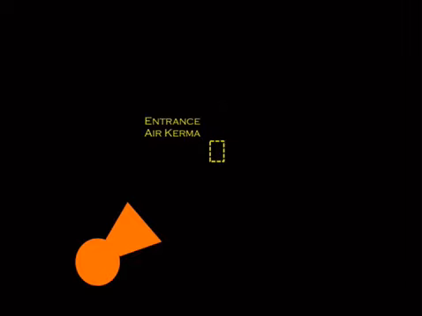Now, another vocabulary word that you hear sometimes is the entrance air KERMA, which is the air where the X-ray beam would enter the patient, measured without the patient. So it's measured without the patient. You're not measuring the Compton scatter and all that kind of stuff that goes on there too. So it's air right outside of the patient.